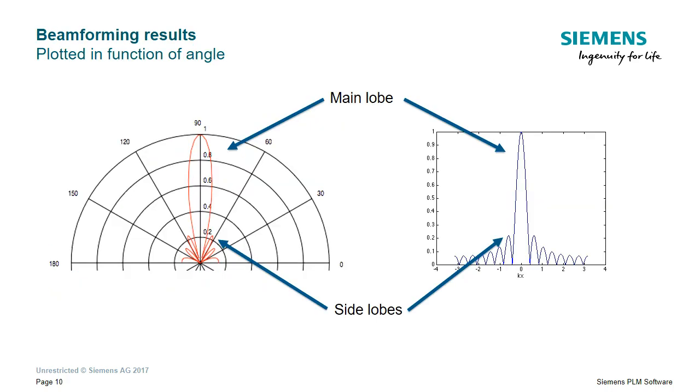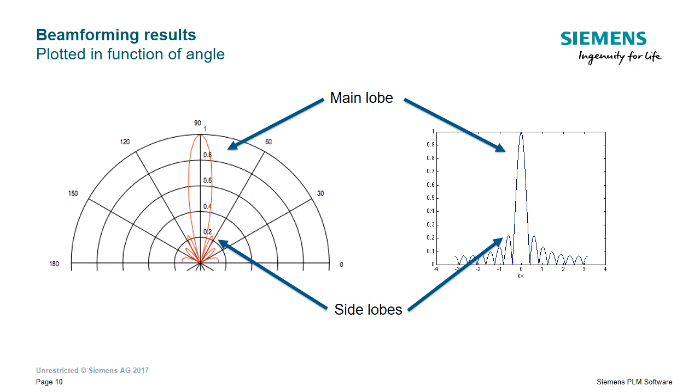When we want to look at quality of localization, we need to know two terms from a beamforming result. The left picture is a typical result you get from such a beamforming method, where in the center, assuming that there's a source right in front of our array, the technique actually forms a beam in the direction of the source. We call that the main lobe.